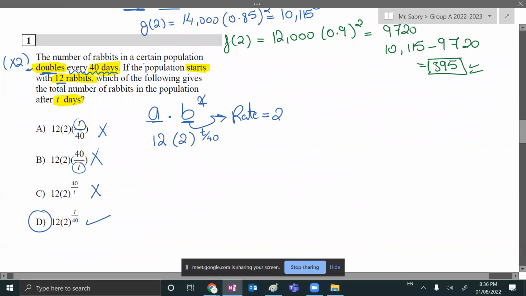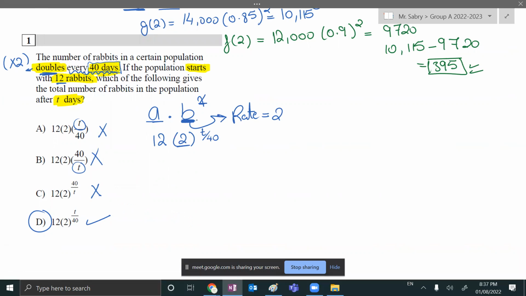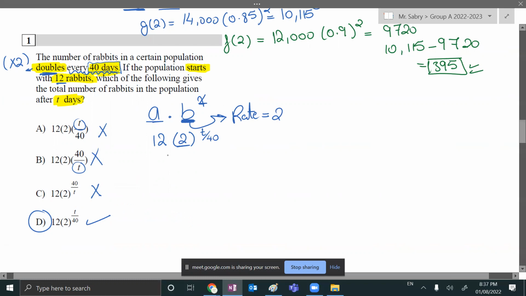They said here the number of rabbits in a certain population doubles every 40 days. Because it doubles, we said that B is supposed to be equal to 2. Because this happens every 40 days, we knew that we're supposed to divide the power by 40. That's how we got this form: 12 times 2 to the power of t over 40.